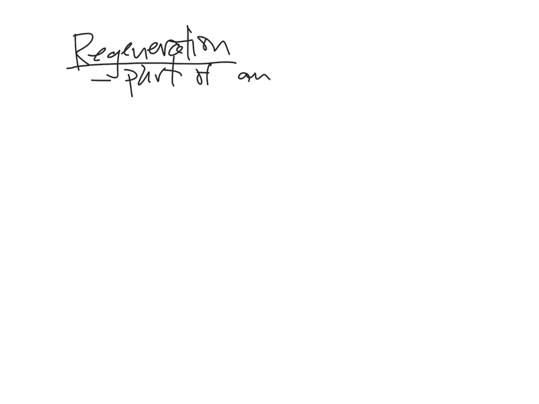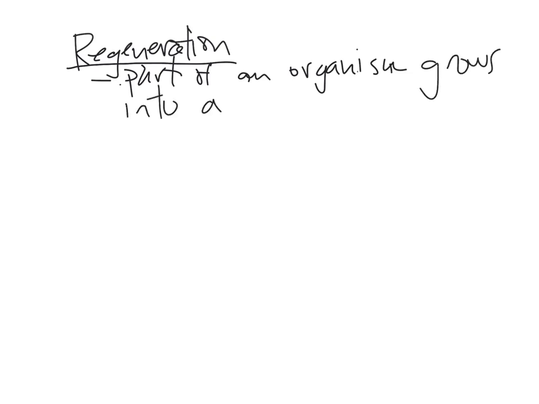And then, of course, the last one that the Regents will require to know about is called regeneration. Now, regeneration can be really two things. As a means of reproduction, it's where you get part of an organism that grows into a new organism. So part of an organism grows into a new organism.